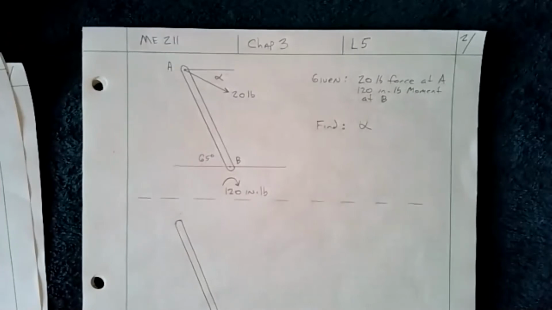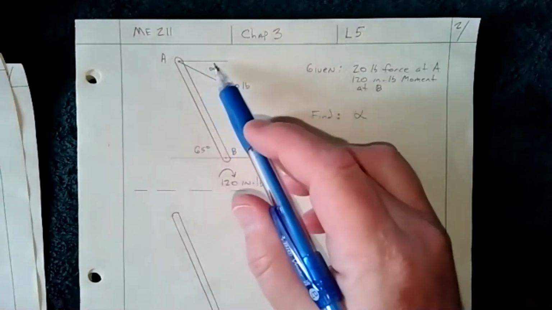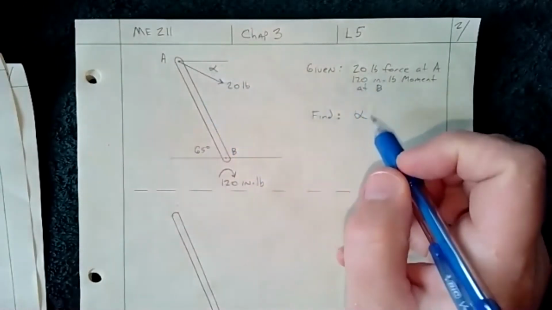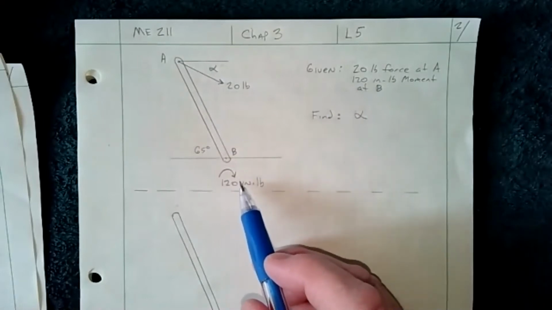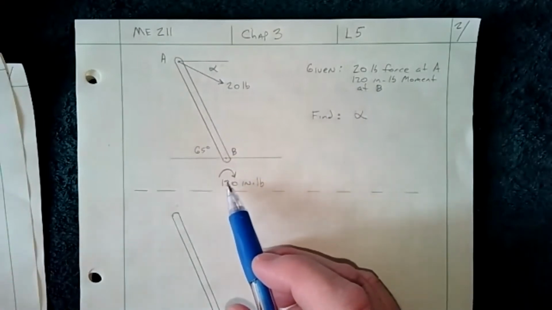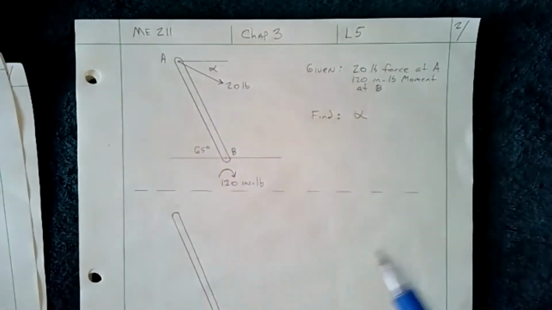Okay, so let's talk about this problem. Here I have the drawing. We have the 20 pounds, at angle alpha with respect to the horizontal. We're trying to find alpha. We have our 120 inch-pounds, given in the clockwise direction, which makes sense because it's pulling that way. So it's technically a negative, but we've drawn it clockwise, so that's okay.